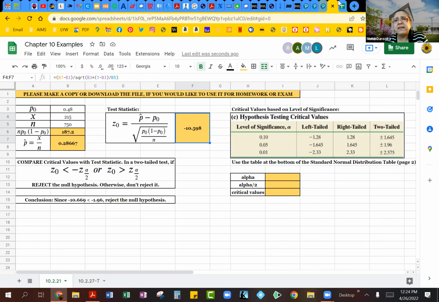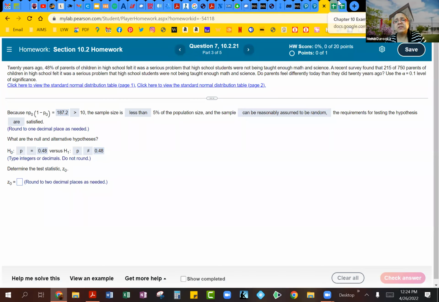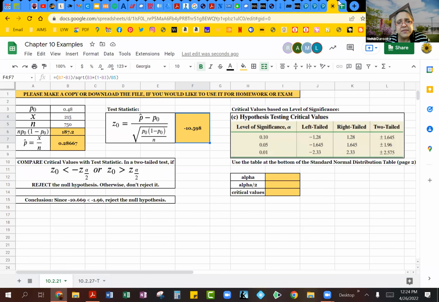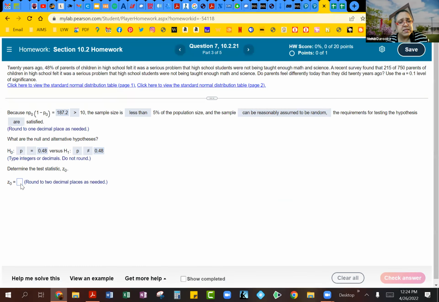And let's see how many decimals they want. 2 decimal places. So that'll be -10. The 8 will make the 9 go up, so it'll actually change to 0.60. 59 will become 60. So -10.60.